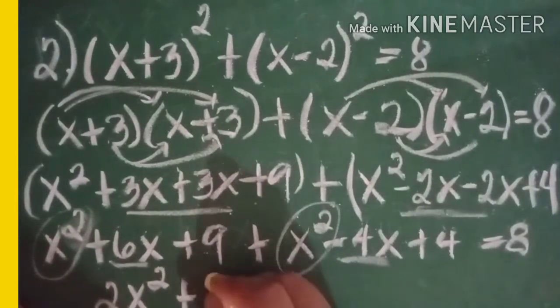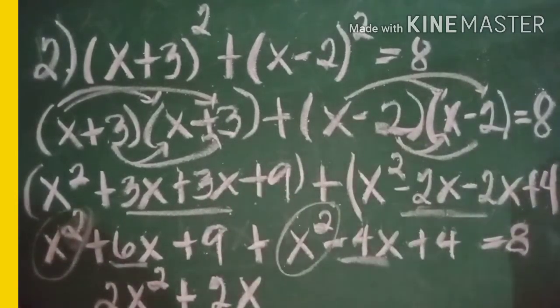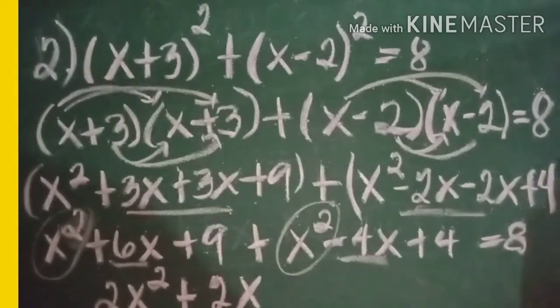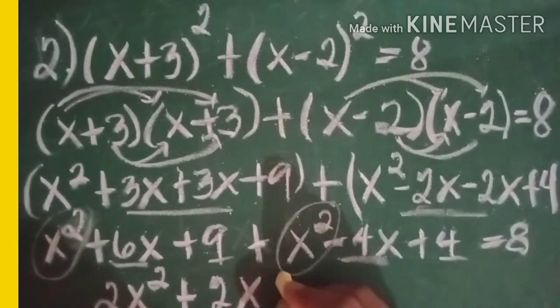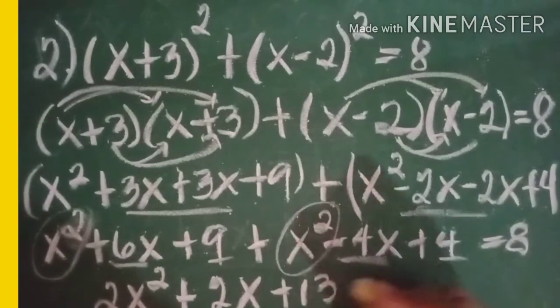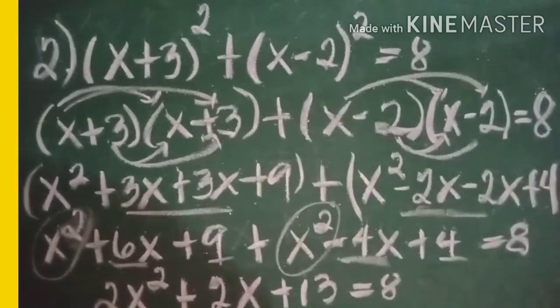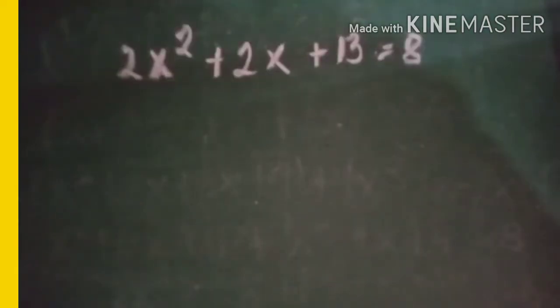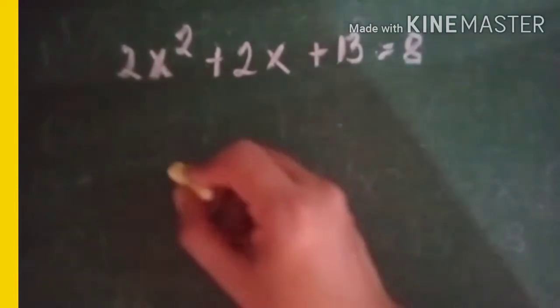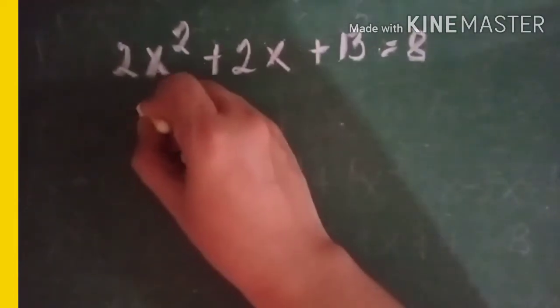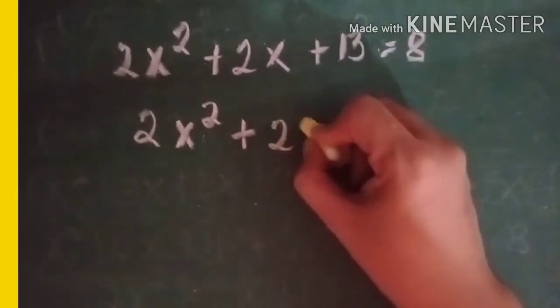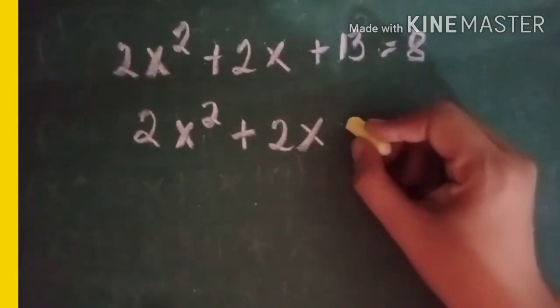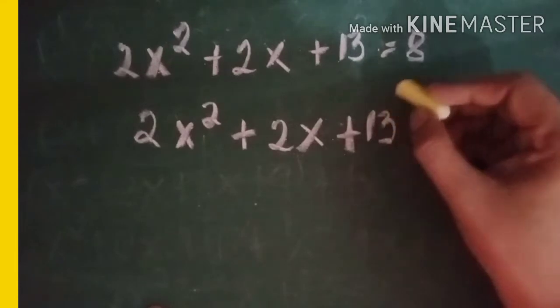6x plus negative 4x is positive 2x. Then, we combine constant 9 and 4. So, 9 plus 4 is positive 13. And then, equate to 8. Next, 2x squared plus 2x plus 13 equals 8. Gagawin nating standard form. We have now 2x squared plus 2x plus 13. And then, i-equate natin sa 0.